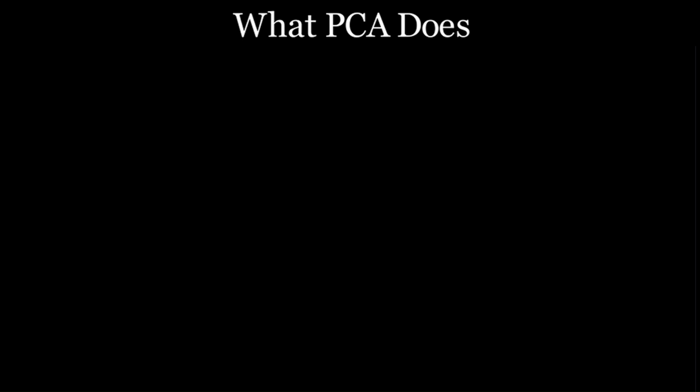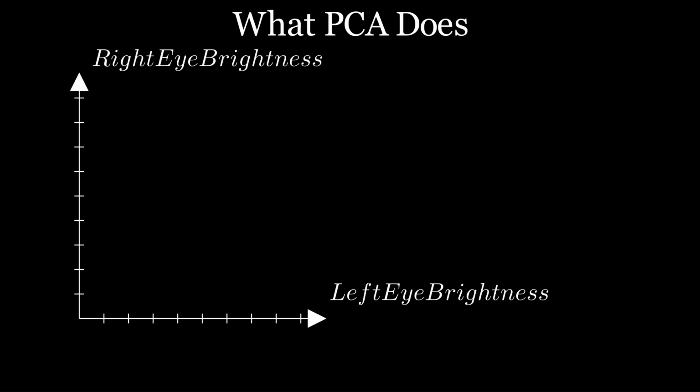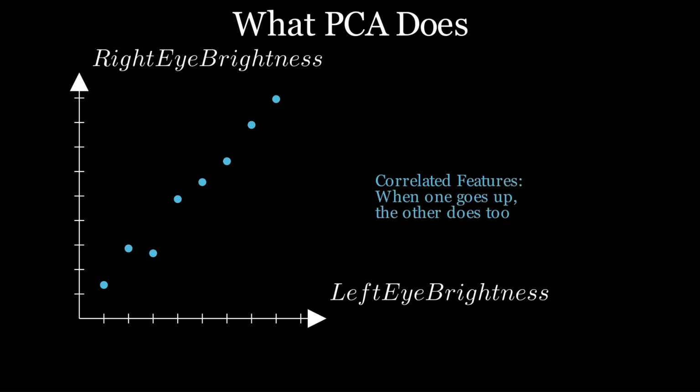Imagine this: every face in your dataset, even though it's just an image, is really a point in a 10,000 dimensional space. That's hard to picture, so let's simplify. Suppose your faces in a dataset only had two features, maybe brightness of the left eye and brightness of the right eye. You could plot each face as a dot on a 2D graph. If all the dots lie roughly along a diagonal, that tells you something. Those two features are correlated. When one goes up, the other one does too.